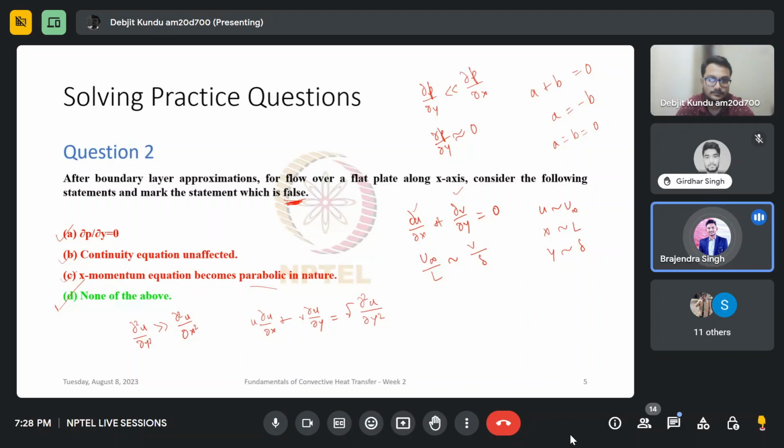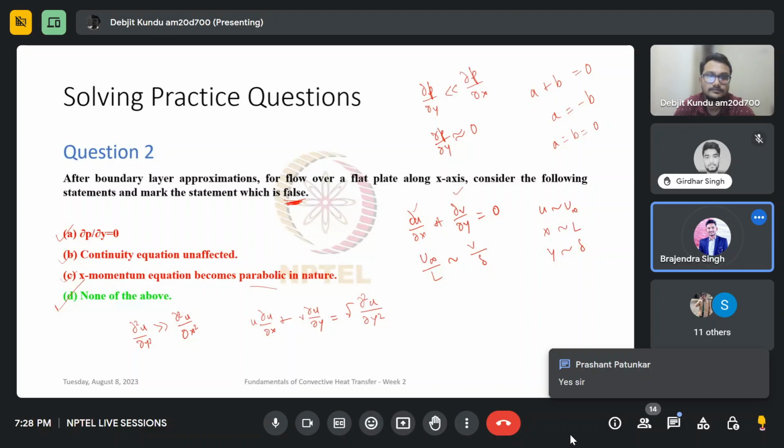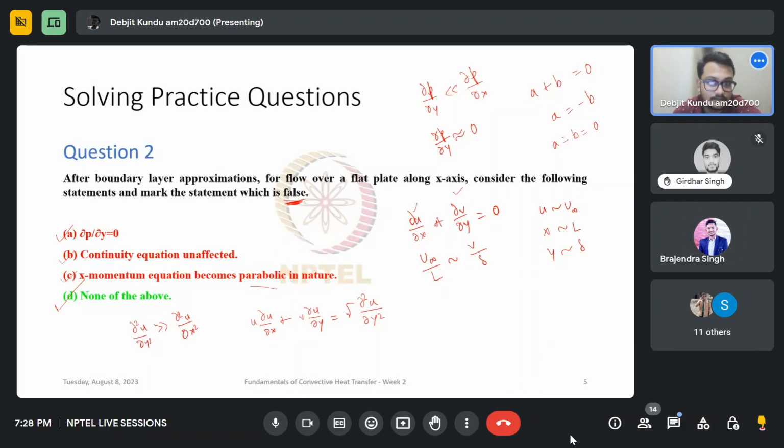Sir, why is U infinity upon L proportional to v upon delta, and where is the negative sign? Yeah, see, the negative sign would come if I try to directly solve this equation. That's not what we do in scale analysis. In scale analysis, what we do is we just look at the order of magnitude of the different terms.